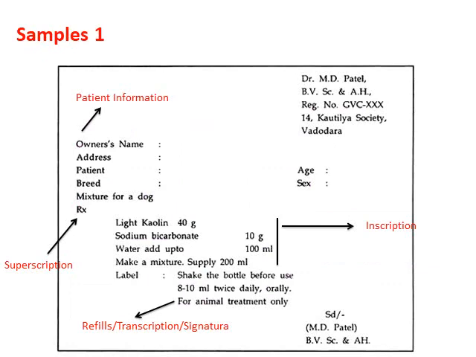So there is a classical example. You can see this is a prescription, just as a sample. You can see the doctor detail on the corner, then the patient information, and then in the superscription you can see the RX. In the RX there are different drugs written: lidocaine, sodium bicarbonate, water up to 100 ml, and you have to mix it and supply 200 ml. And there is a special label: shake the bottle before use, 8 to 10 ml twice daily orally, for animal treatment only. These all come under refill, transcription, signa or signature. The drugs, lidocaine, sodium bicarbonate, and water, all come under inscription. And then there is the doctor detail on the corner. So this is an example.